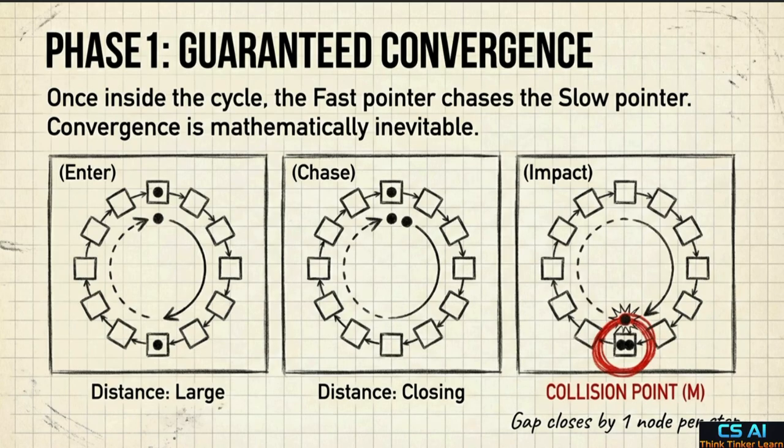This brings us to phase 1, the guaranteed convergence. Once both the fast and the slow pointers are inside the cycle, the fast pointer will inevitably chase and catch the slow pointer. As we established, convergence is mathematically inevitable. The diagram illustrates this in three steps. Enter, where both pointers enter the cycle with a large distance between them. Chase, where the distance closes as the fast pointer gains on the slow. And finally impact, where they meet at the collision point M. The key insight remains: the gap closes by one node per step, ensuring their eventual meeting.